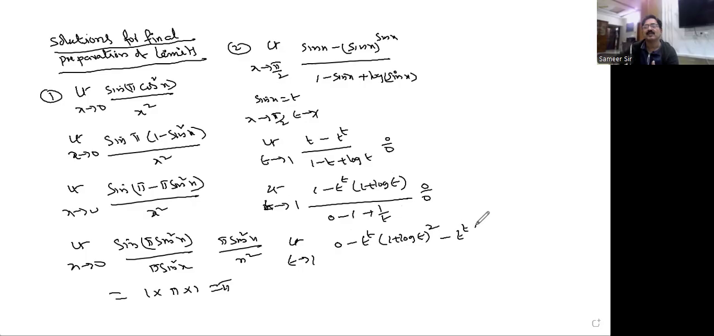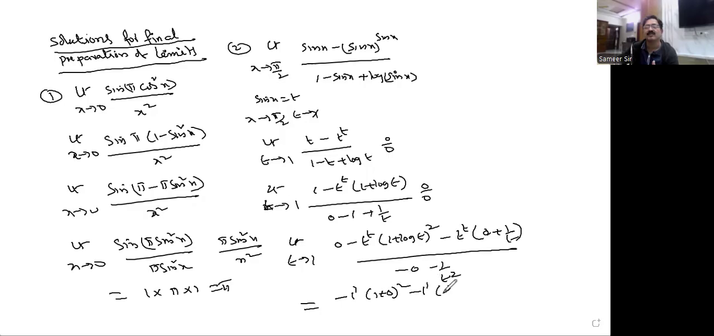Minus t to the power of t same as it is. Now 1 is 0 plus 1 by t we are getting here. This is minus 0 minus 1 by t square. The moment you substitute 1, what happened here? Minus 1 to the power of 1, 1 plus 0 whole square, 1 to the power of 1, 1 by 1, divided by minus 1 by 1. So finally, minus 2 by minus 1 means 2. This is the answer. Okay, we'll move on to the next.